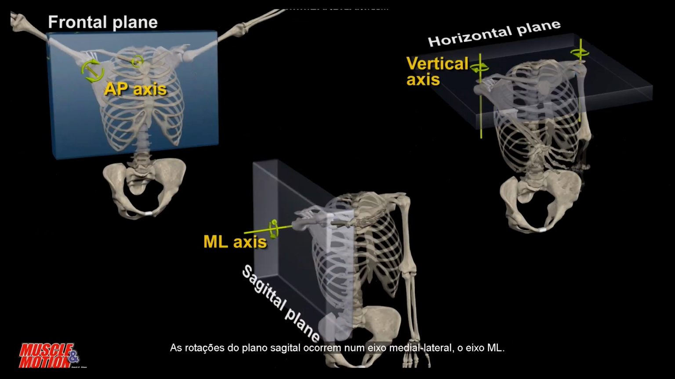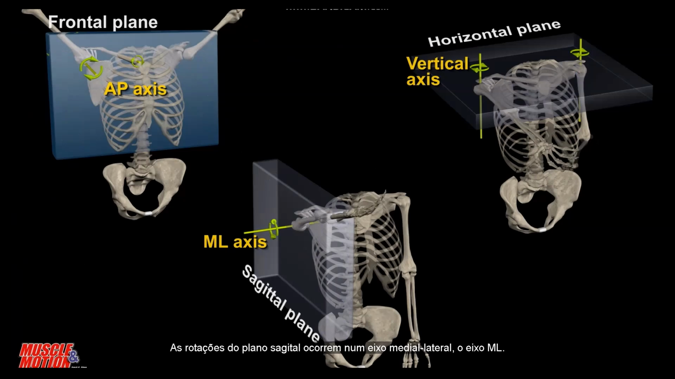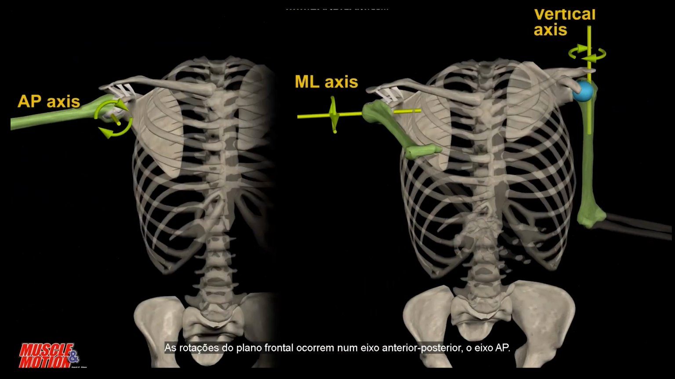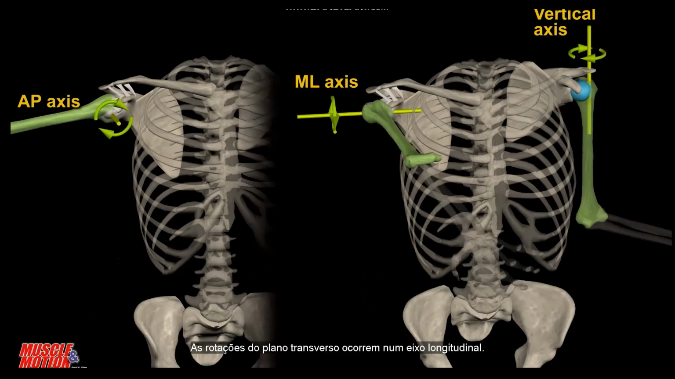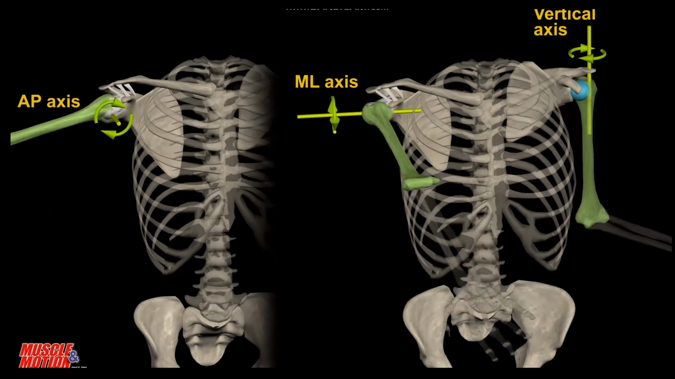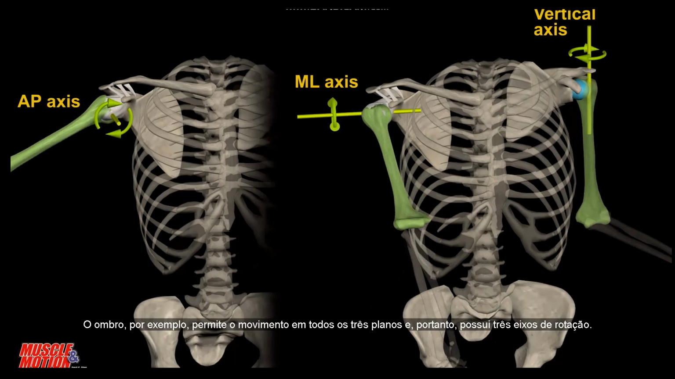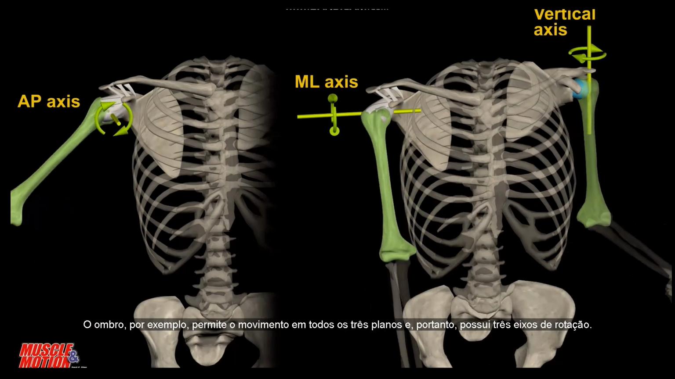Sagittal plane rotations occur about a medial-lateral, ML axis. Frontal plane rotations occur about an anterior-posterior, AP axis. Transverse plane rotations occur about a longitudinal axis. The shoulder, for example, allows movement in all three planes and therefore has three axes of rotation.